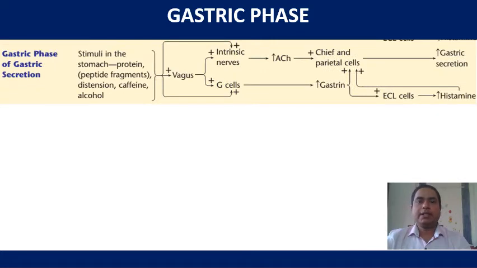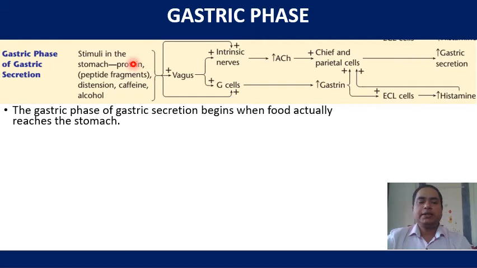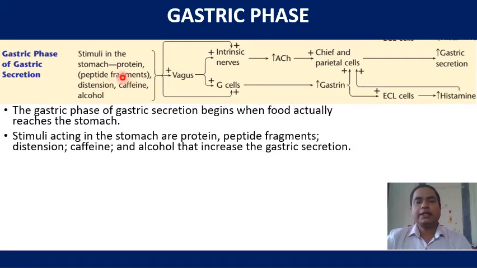So now we will understand the gastric phase of gastric secretion. The gastric phase begins when food actually reaches the stomach, and the stimuli that act in the stomach are the presence of protein and peptide fragments. The food in the stomach also causes distension, or exerts a pressure on the gastric wall. Caffeine and alcohol also have a stimulatory effect on gastric secretions.